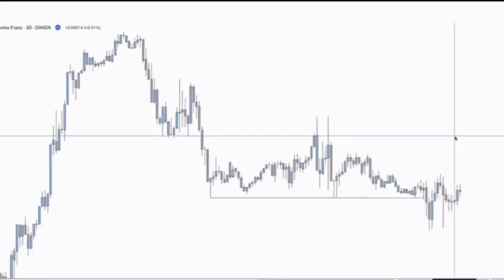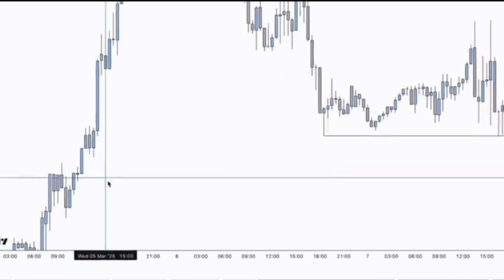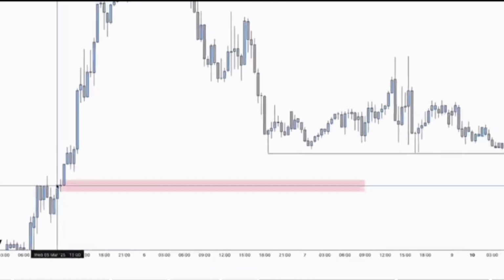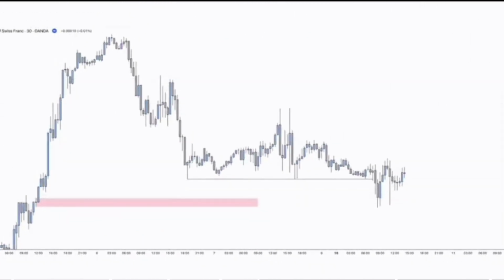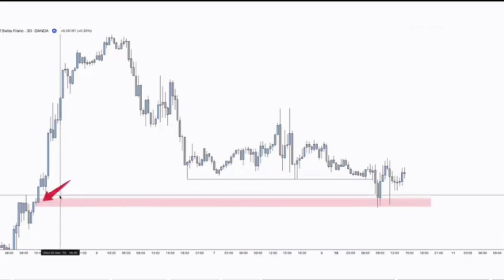Now, another point of indecision is over here. This one's important as well. See this doji candle, this little gray one. This created a massive push of strength. So this is basically what we could see as a final point of consolidation before a large runaway in the market. Now this, of course, can then be used as a potential demand zone.